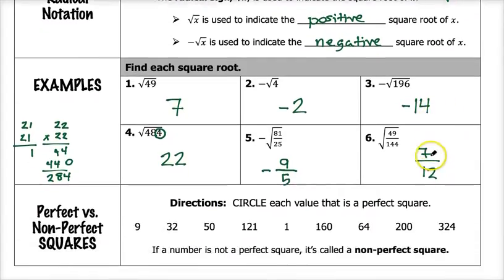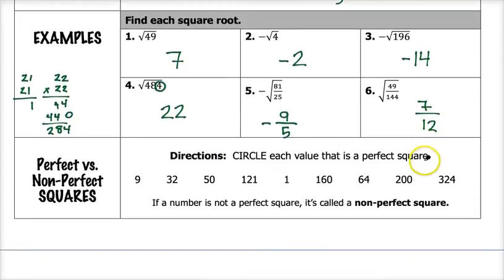Okay, so now we're going to take a look at perfect versus non-perfect squares. We generated that list of the first 10 perfect squares up at the top of the page, but there are several numbers that are not perfect squares. So what I want to do right now is go through this list here, and we're going to circle each value that is a perfect square. We know 9 is a perfect square from our list. 32 was not on our list, because there's no number times itself that gives us 32. The same with 50. 50 is a non-perfect square. 121 is a perfect square, as is 1.